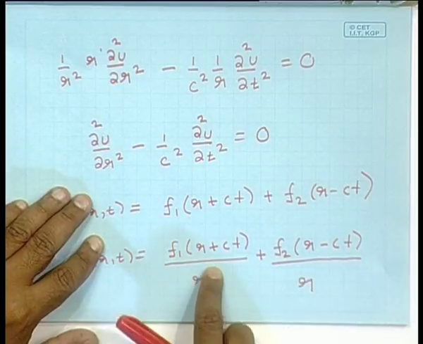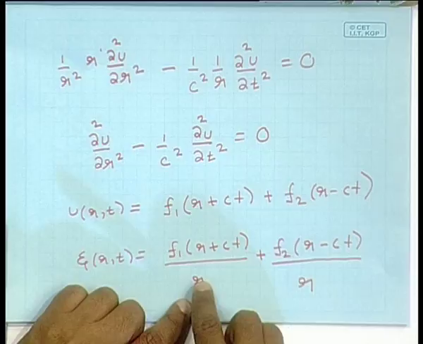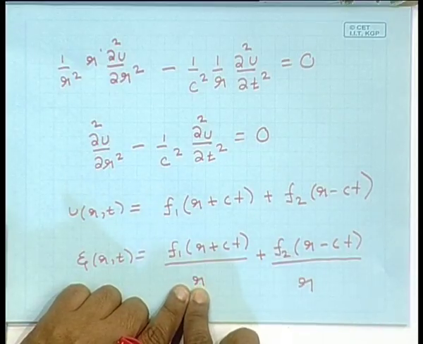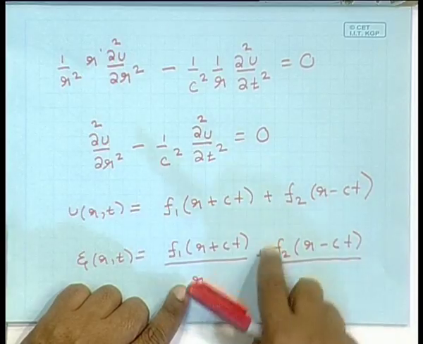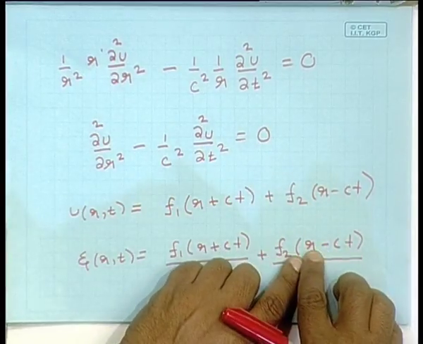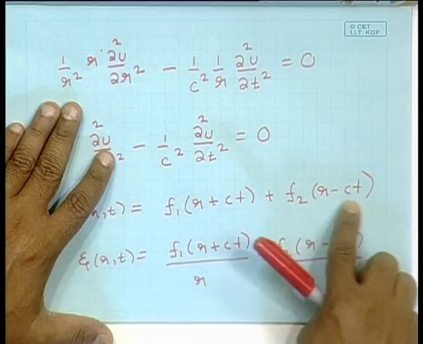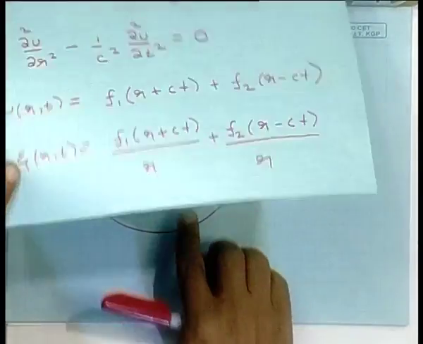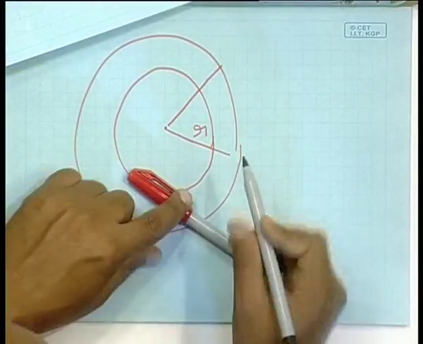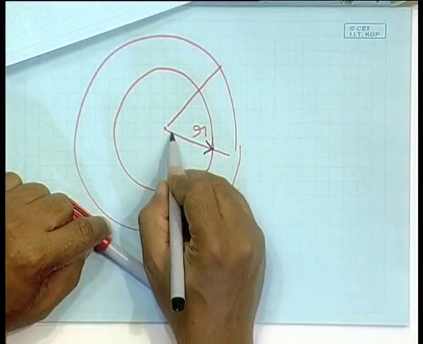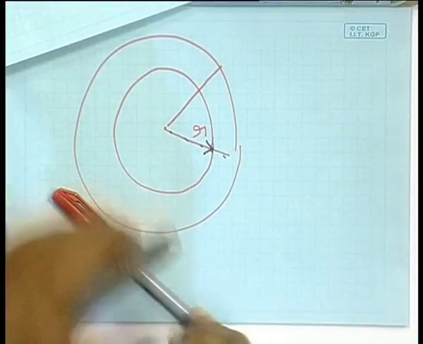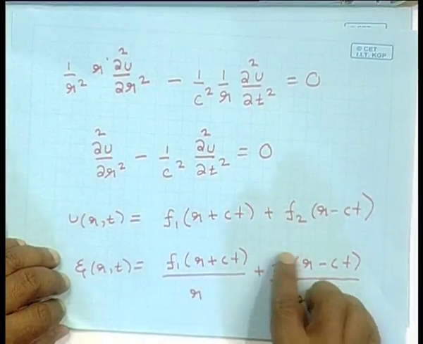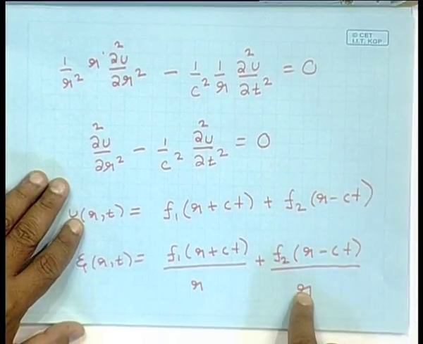Now a point to note here is that as the wave propagates inwards or outwards, its amplitude changes as 1 by r. So if you have an outward propagating wave, outward means as time increases r increases. This represents an outward propagating wave. As time increases, the wave goes in this way, the value of r increases, and as the wave propagates outward, its amplitude falls as 1 by r.